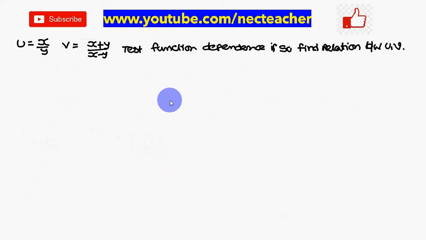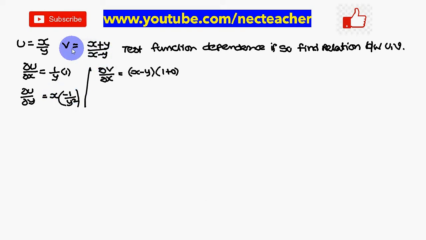So next, you come across one more problem. u is equal to x by y, v is equal to x plus y by x minus y. Test the function for dependence. If so, find the relation between u comma v. So first you have to find the Jacobian, that means dou(u,v) by dou(x,y). For that, dou u by dou x, with respect to x, y is a constant. X differentiation is 1. Next, the same with respect to y, x is a constant. X as usual, and differentiation of 1 by y is minus 1 by y square.